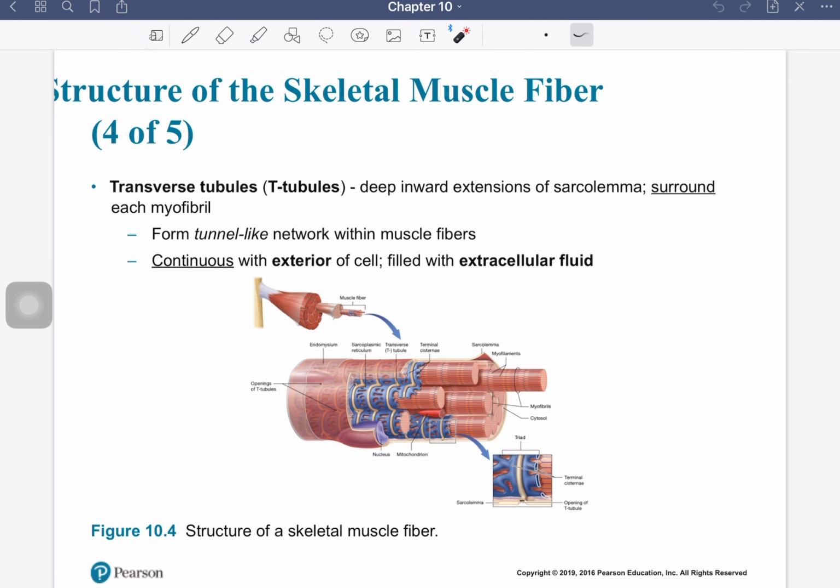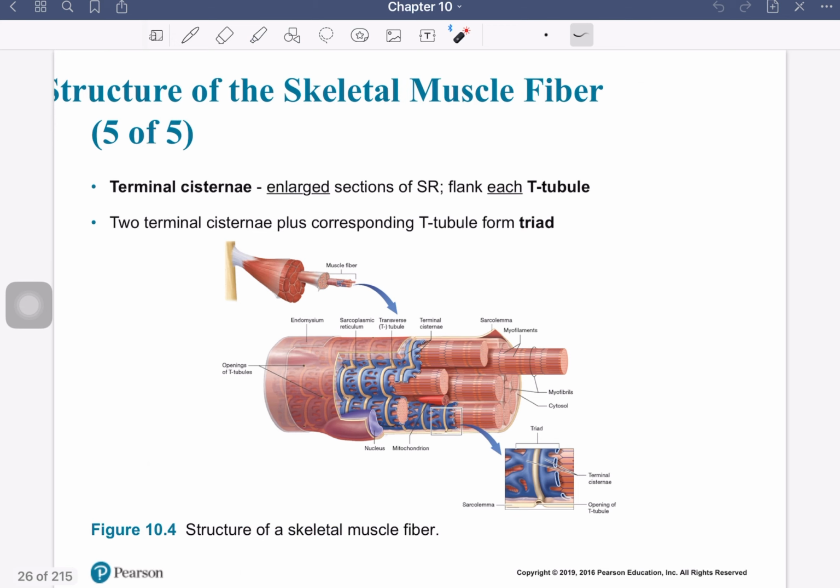We did talk in the last video about transverse tubules. They're the extensions of the sarcolemma, I should say, that head deep into the cells, and they surround each of the myofibrils. And they form this tunnel-like network, and they're continuous with the exterior of the cell. And they're also filled with extracellular fluid.